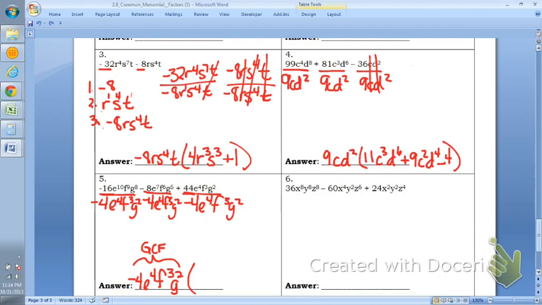Negative 16 over negative 4 is positive 4. E to the 10 over 4 is 6. F to the 9th over F to the 3rd equals F to the 6th. G to the 8th over G to the 2nd equals G to the 6th. Do not just write minus, because notice you have a negative over a negative. So that equals a positive. 8 over 4 equals 2.